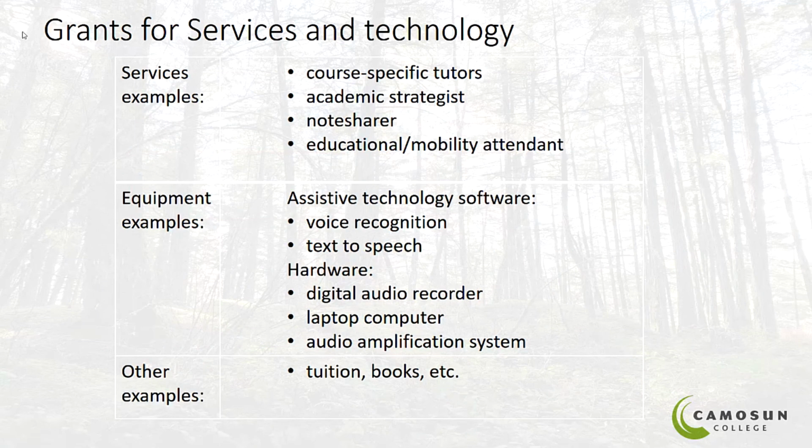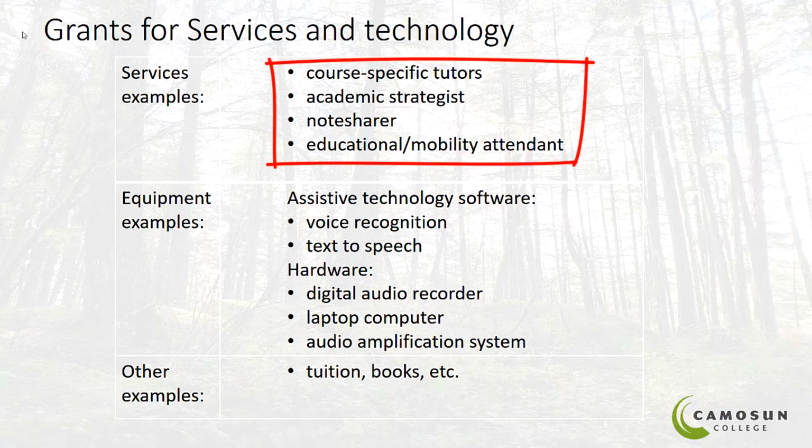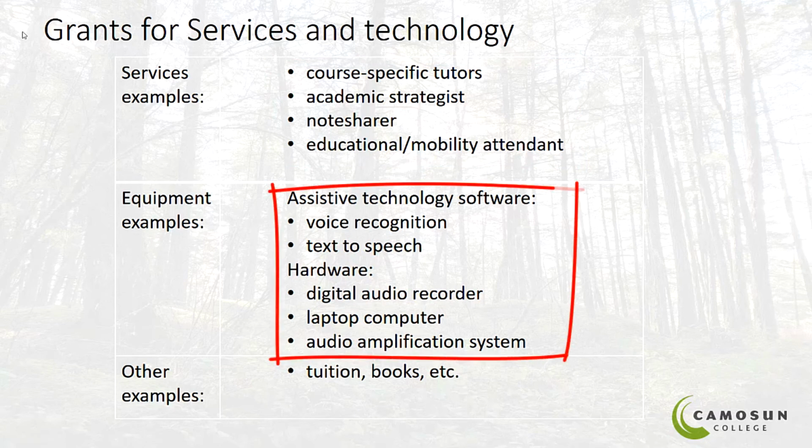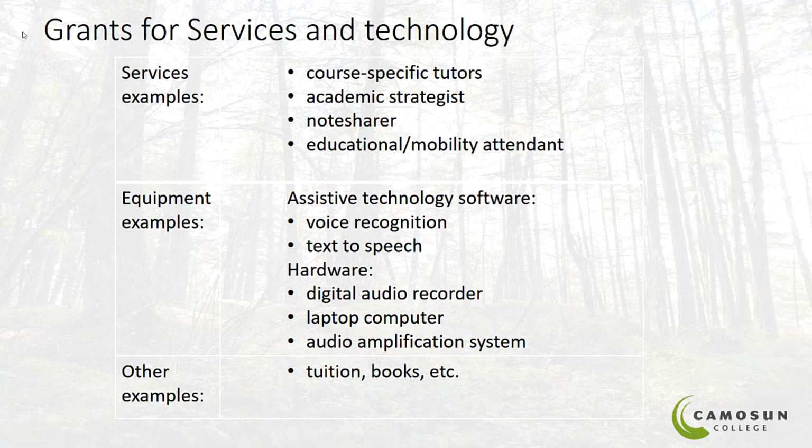Grants can assist to cover hourly or stipend costs associated with human services such as tutoring, academic strategists, note sharing, etc. They also cover costs of working with Assistive Technology BC for BC residents to explore technology solutions with students and purchase and ship assistive software and hardware directly to them. In cases where students are not eligible for grants of technology, they may be eligible for a loan of technology through ATBC. All services and technology under these programs are funded by public money, so students are required to use them as they are intended.